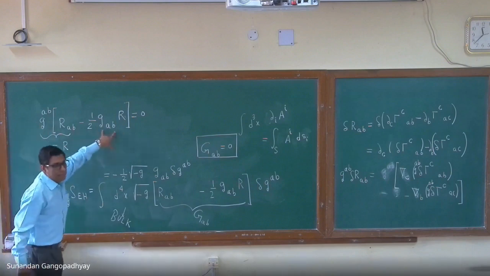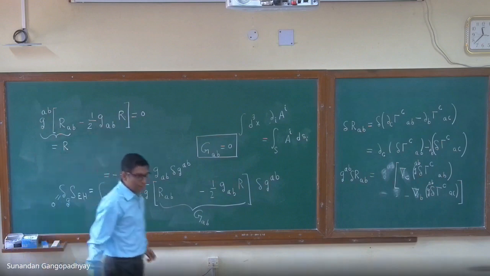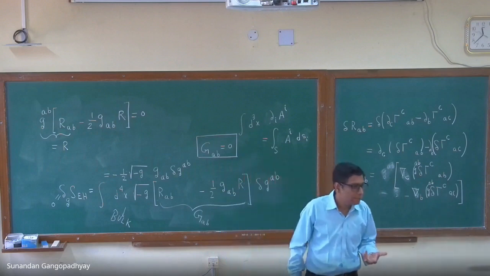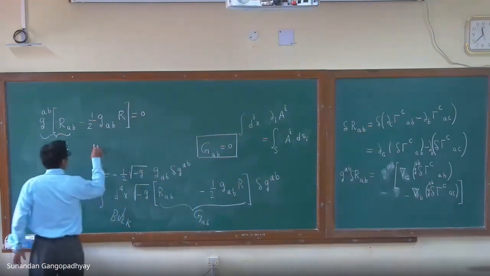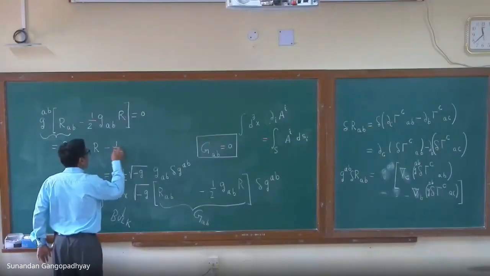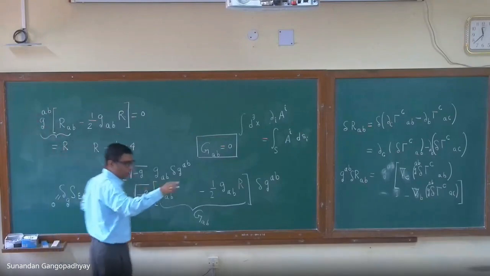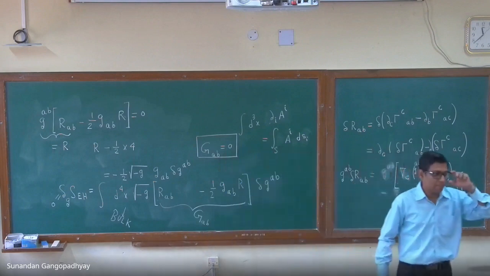And g_ab g^ab, what is that? It's also a number. What is that? She said 4. So it's 4. We get R minus half times g_ab g^ab, which is 4. Please show it. Assignment number 6. Please show it.